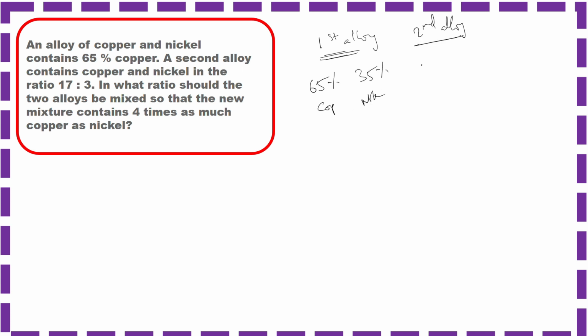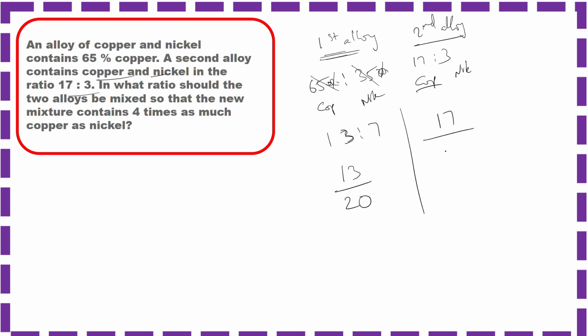Whereas in the second alloy, the copper to nickel ratio is 17:3. Here 65 is to 35. If we simplify 65 and 35, we get the ratio 13:7. And what is the proportion of copper in the first alloy? It is 13 by the total, 13 plus 7, which is 20. So 13 by 20. In the second alloy, the proportion of copper is 17 by 17 plus 3, which is 20. So 13 by 20 and 17 by 20.